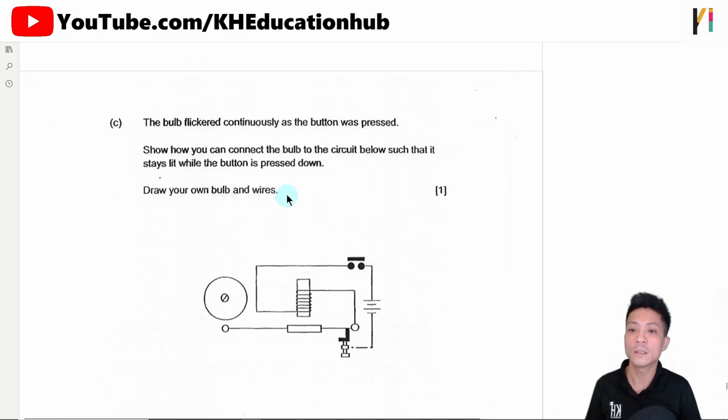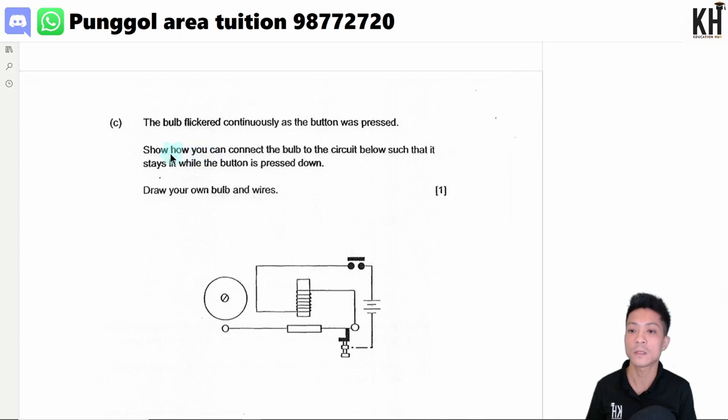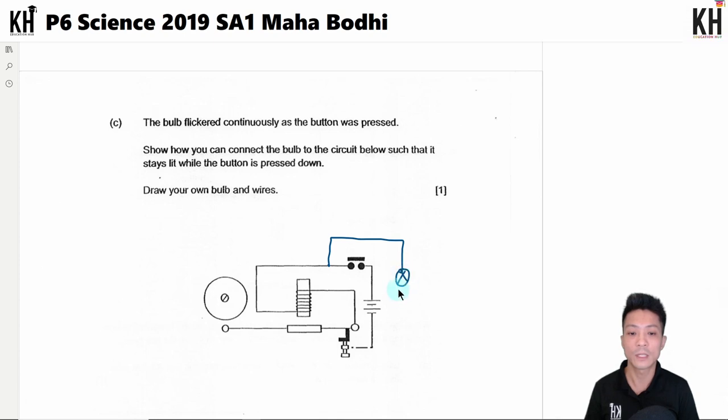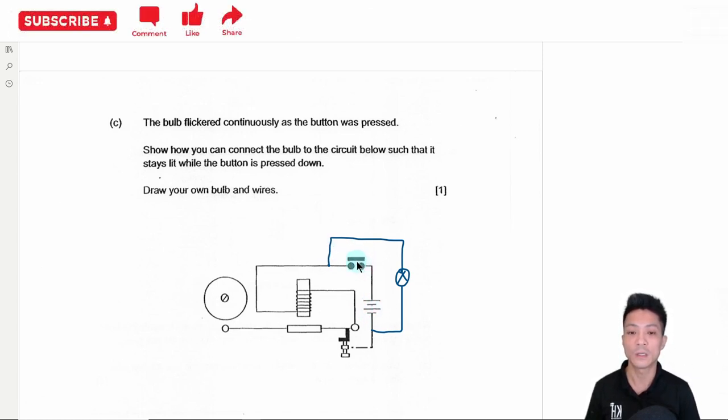Okay, part C, the bulb flickered continuously as the button was pressed. Okay, show how we can connect the bulb to the circuit below such that it stays lit while the button is pressed down. Okay, draw your own bulb and wires. So what you can do is you can connect the bulb and wire in parallel like this. Okay, draw the light bulb and remember to connect it after the battery. So that when the switch is closed, a solid closed circuit will be formed over here.